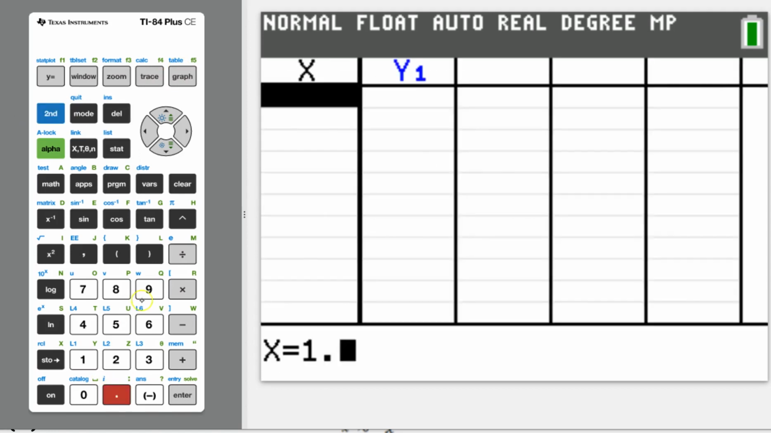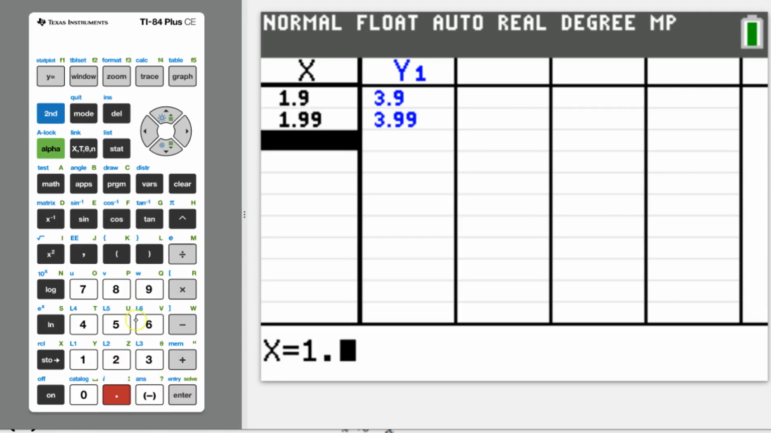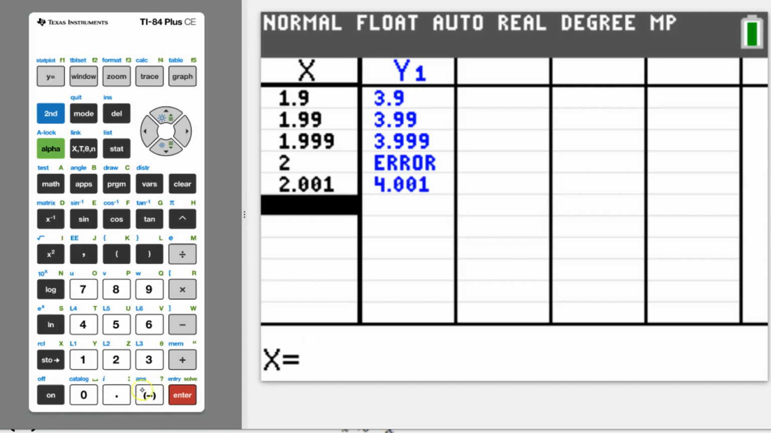So we had 1.9, 1.99, 1.999, 2. Notice there's an error, and that's because 2 is not in the domain of that function. So something else is happening, but there's not a point on that function at x equals 2. Coming at it from the other side, we had 2.001 was the closest one to 2, 2.01 a little farther away, and 2.1 a little farther away.